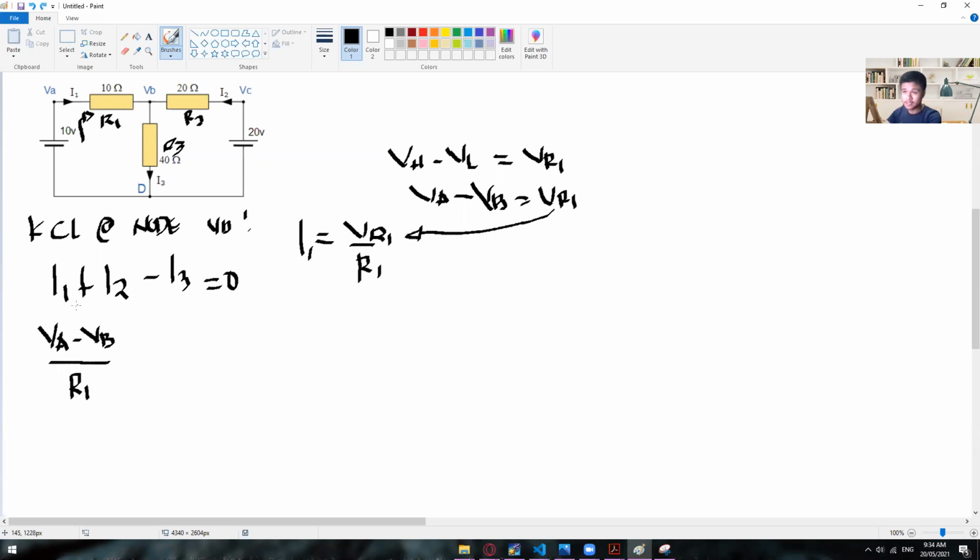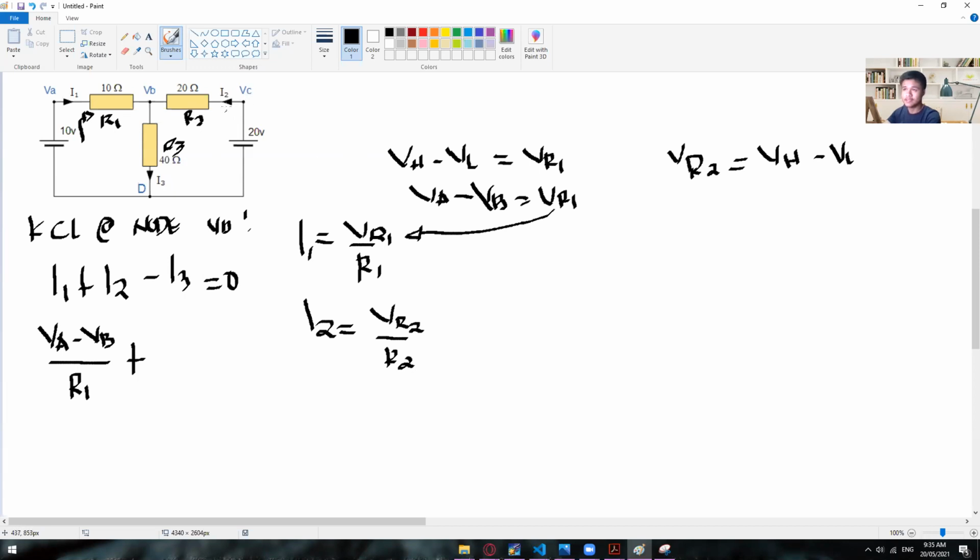Just get this one, since this is our reference. This is already our I1. Next one is the I2 right here. Same concept: I2 is equal to V2 divided by R2, wherein V2 right here is actually VR2, the voltage drop across R2. The same concept in getting VR2: we have the higher potential voltage minus the lower potential voltage. For R2 right here, as you can see, we have VC.